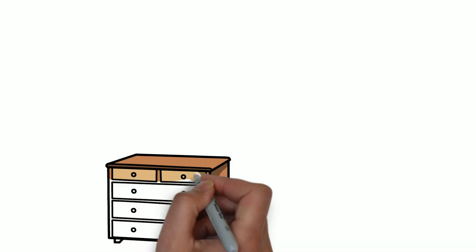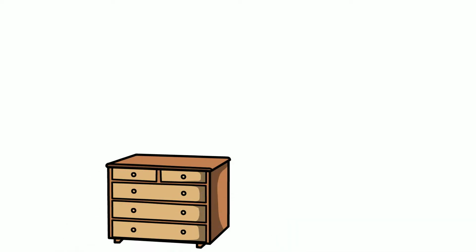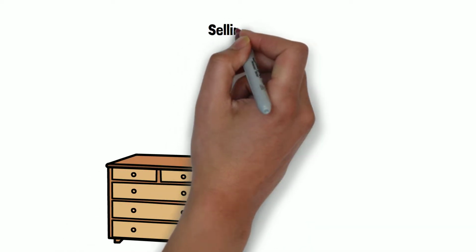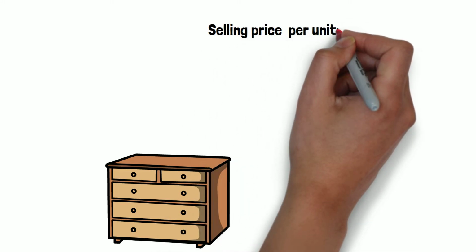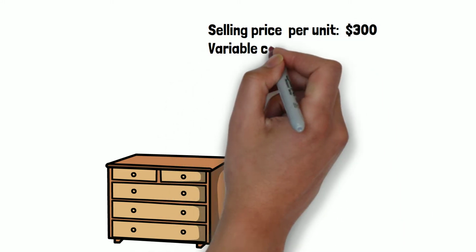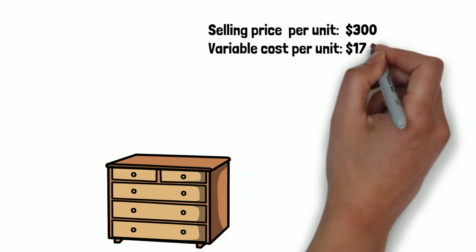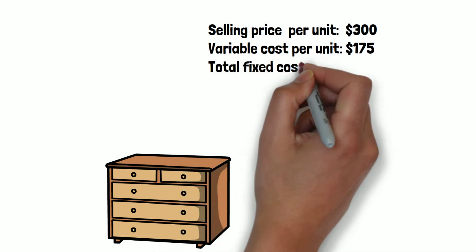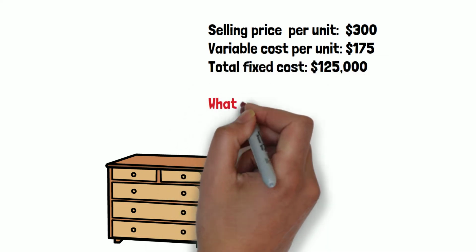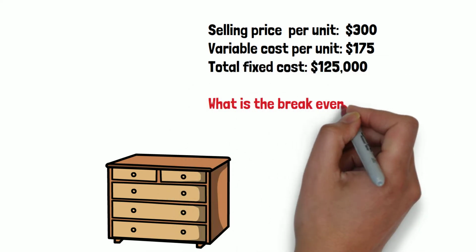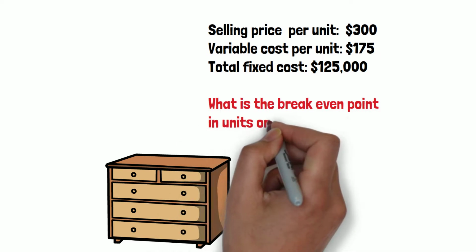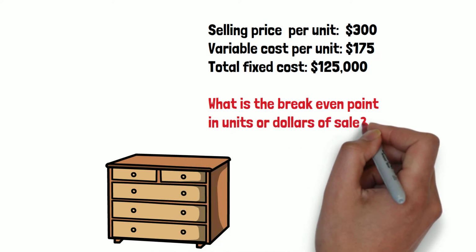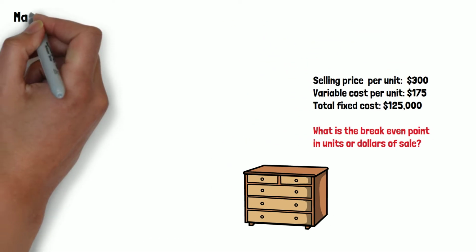Okay, today I'm going to show you how to calculate break-even point. Suppose we have a furniture. So for each unit, the selling price is $300 and the variable cost per unit is $175. We assume the total fixed cost is $125,000. The question is, what is the break-even point in units or dollars of sales?